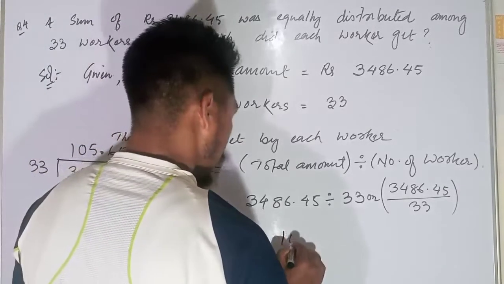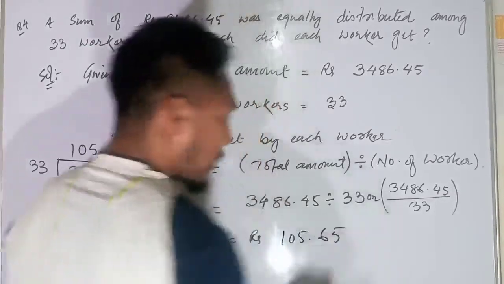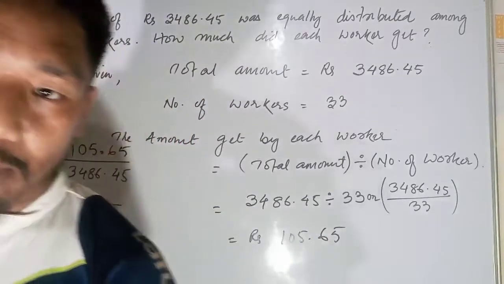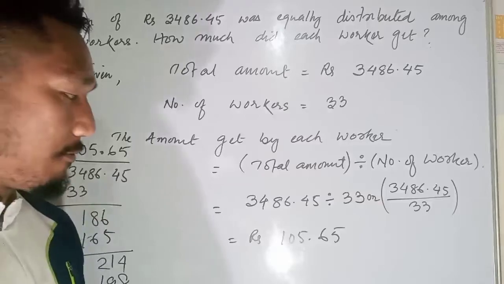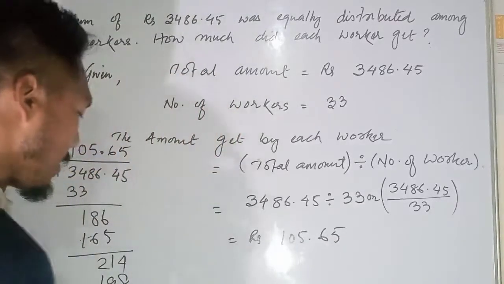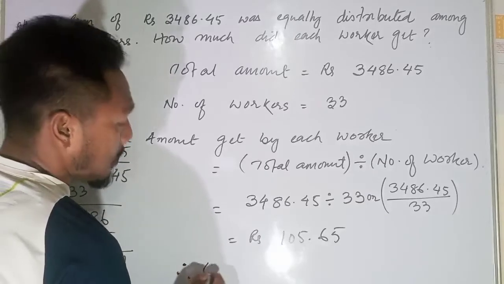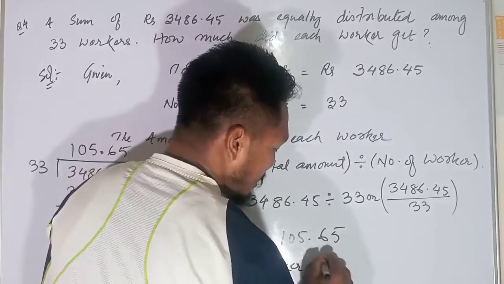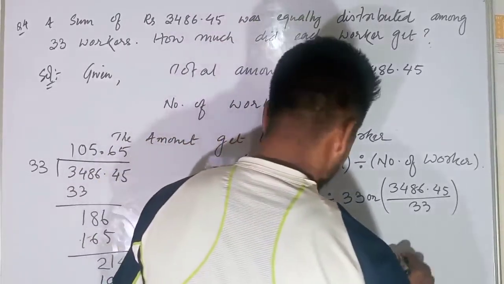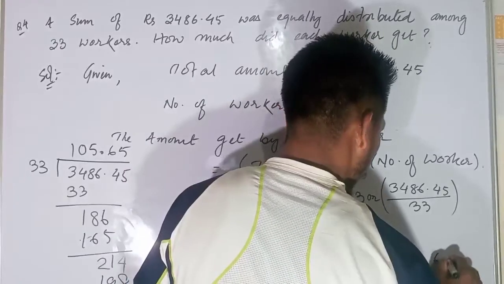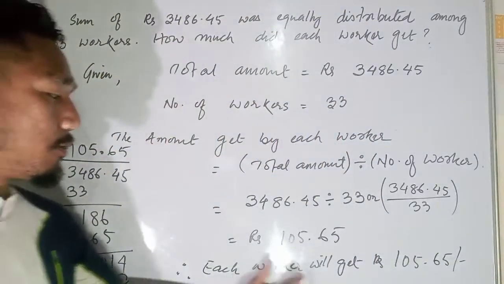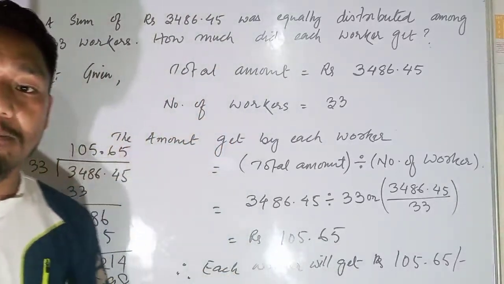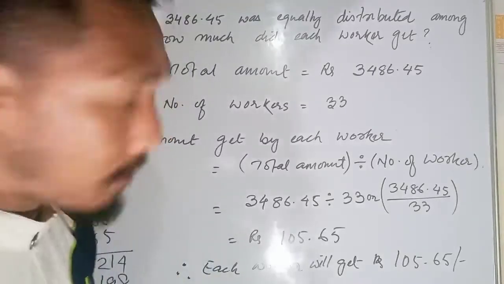So 100.65. Okay, the amount each worker gets will be almost 100.65 rupees. They will get 100.65 rupees. Okay. Therefore each worker will get how much rupees? Each worker will get 100.65 rupees. Okay, so this is your question number 4.